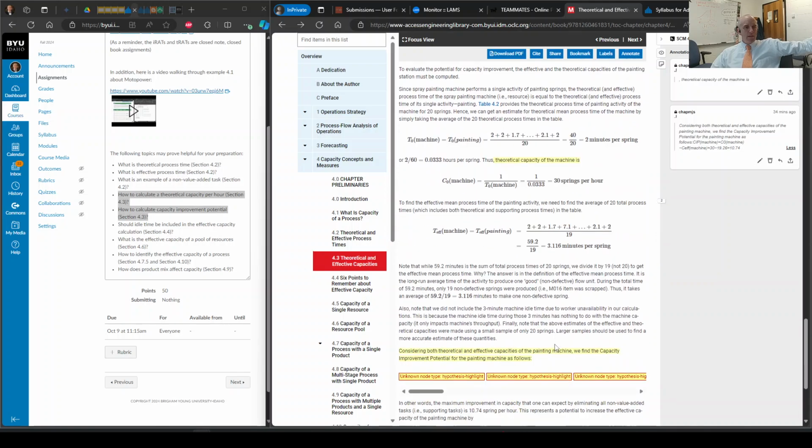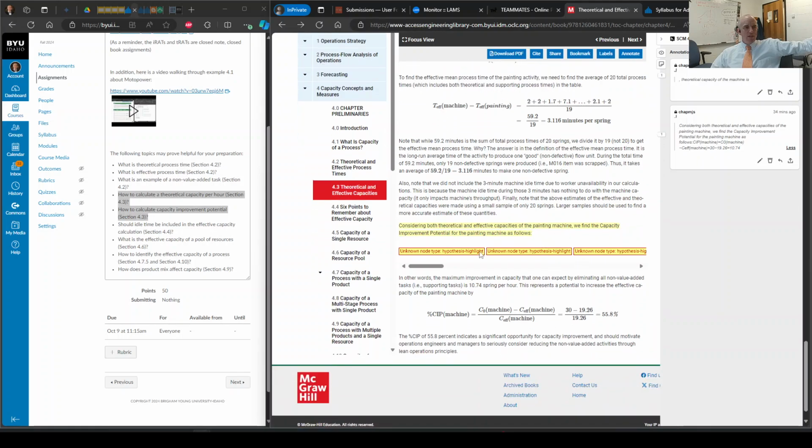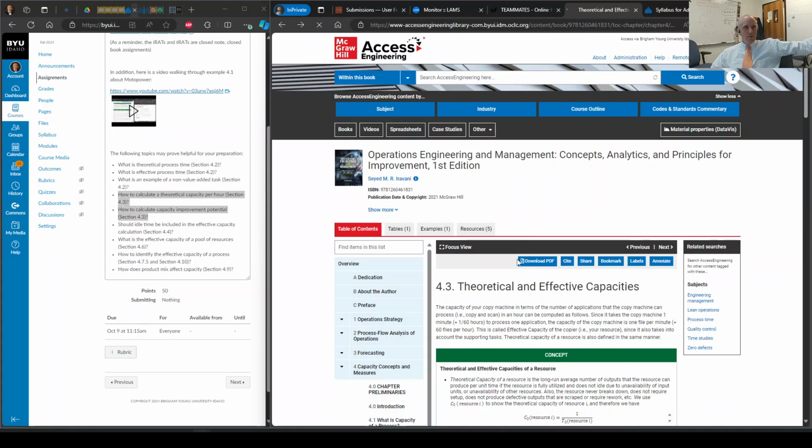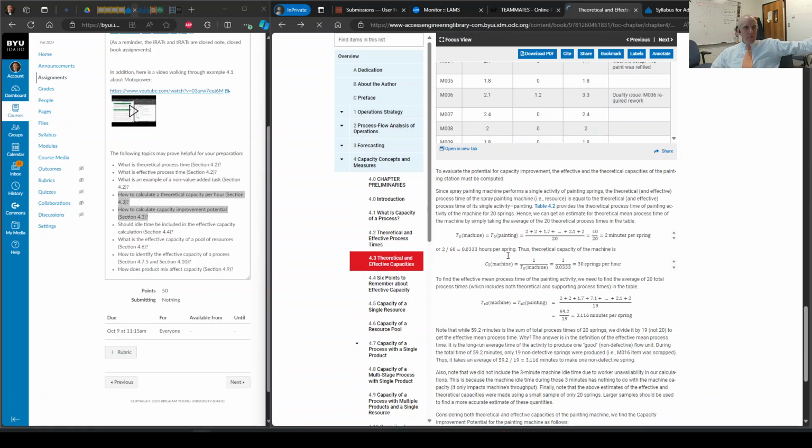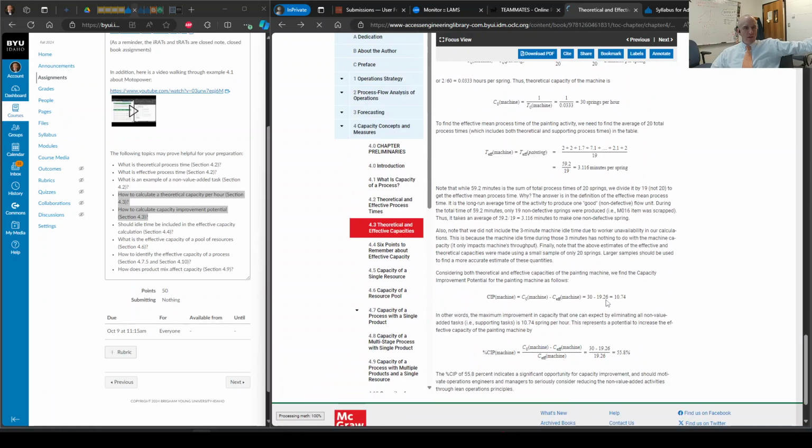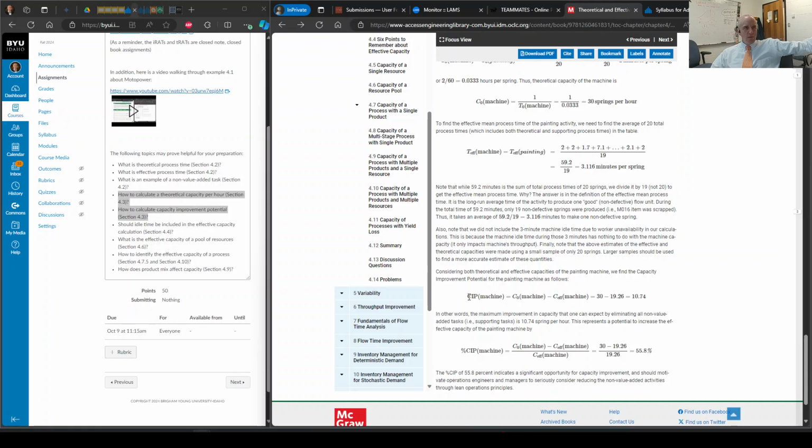And then again, the capacity improvement potential is down below in this section here. It's not showing up. I think there was a problem with the refresh. Let me show you what it really looks like in the textbook. I can refresh this page. Scroll down to the bottom. Here's the calculation there. So the CIP, the capacity improvement potential, is the theoretical capacity minus the effective capacity of that resource, of the machine. And in this case, in this example, it's 10.74. We can also do the percentage capacity improvement.